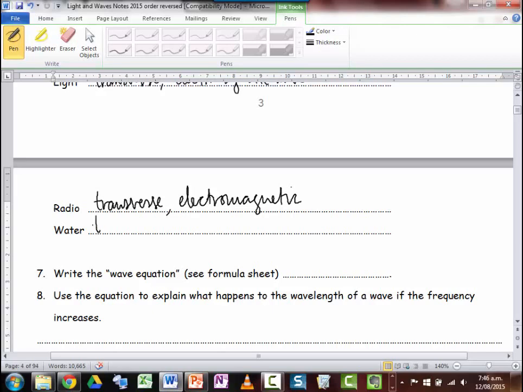A water wave is transverse, and of course it does require a medium, so it's mechanical.